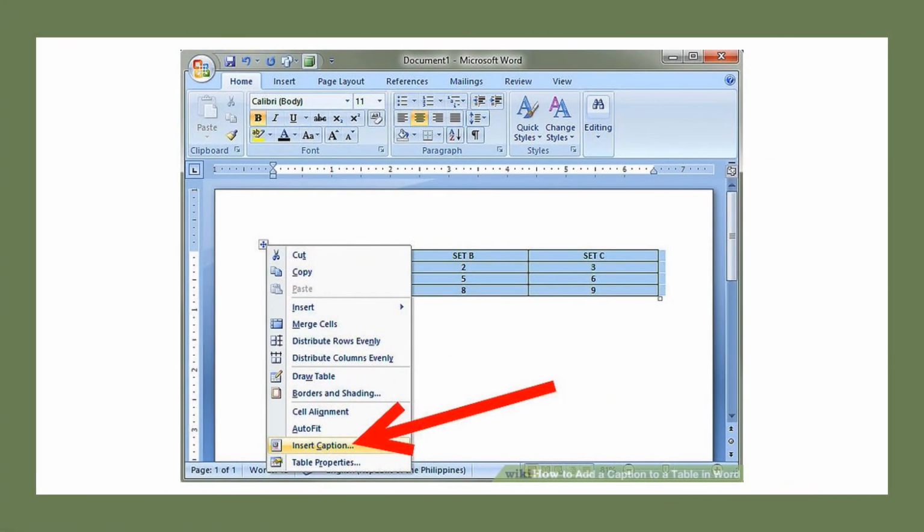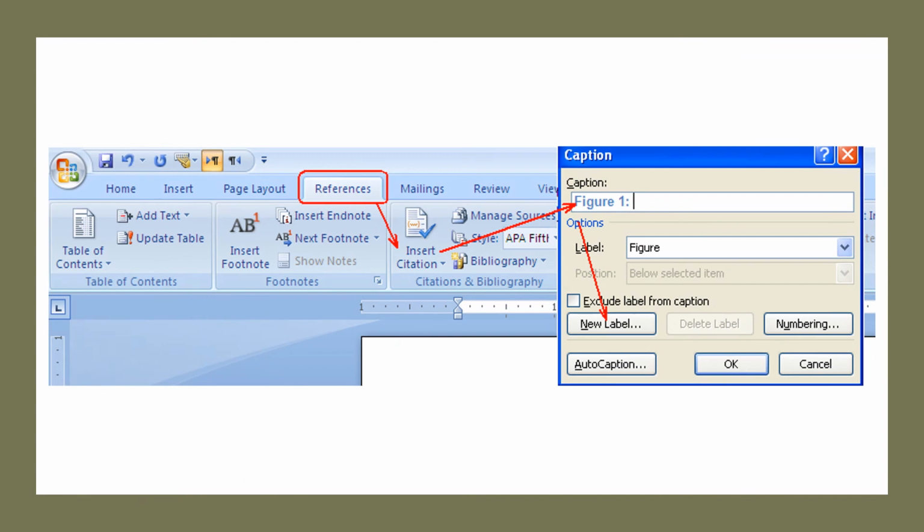Here's an example. Notice that the person highlighted the blue. Okay, actually I highlighted the blue over the table. Then I pushed right, and you can see in the arrow where it says Insert Caption. Push on the Insert Caption. Then this box will appear.